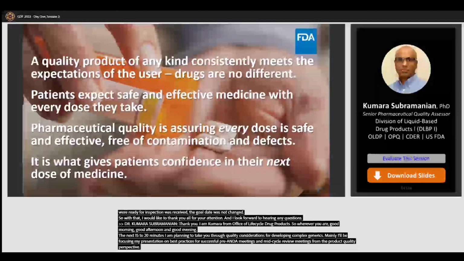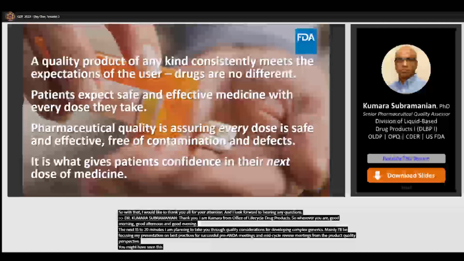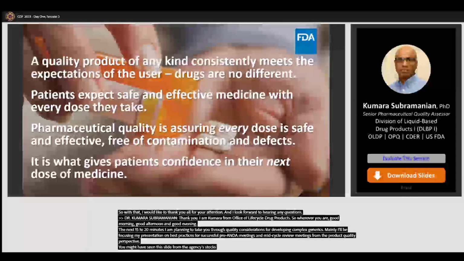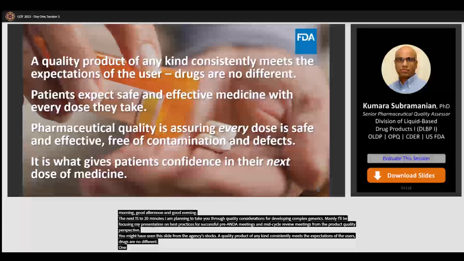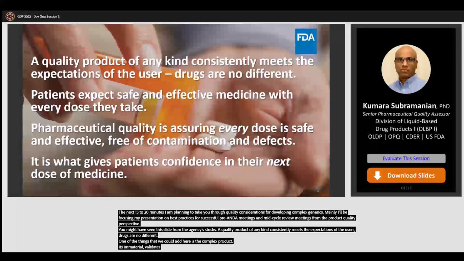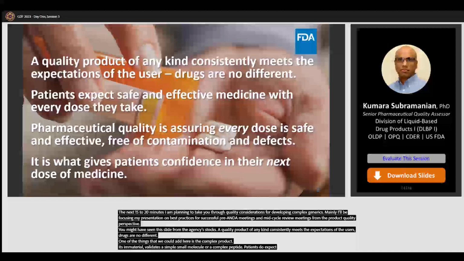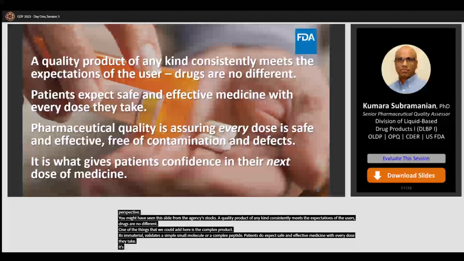You might have seen this slide from the agency's stocks. A quality product of any kind consistently meets the expectation of the users. Drugs are no different. One of the things that we could add here is the complex product. It's immaterial whether it's a simple small molecule or a complex peptide. Patients do expect safe and effective medicine with every dose they take. It's what gives patients confidence in their next dose of medicine. Complex products are no different.